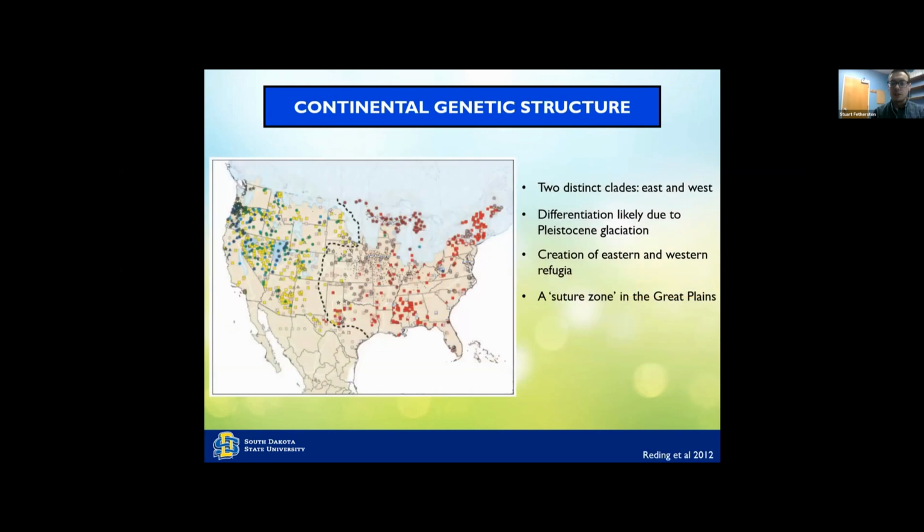And so we can look broadly at the genetic structure of bobcats based on the mitochondrial DNA. Specifically, Dawn Redding did some work where she found 2 distinct clades of bobcats, an east and a west. And likely this differentiation was caused by climactic events during the mid-Pleistocene, during glaciation at that time, that created an eastern and western refugia for the species. And currently we're seeing through the Great Plains a sort of suture zone where these two formerly isolated populations are interacting once again.